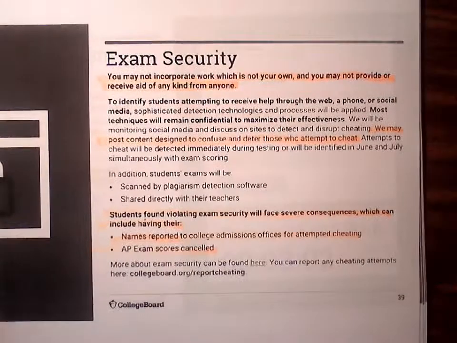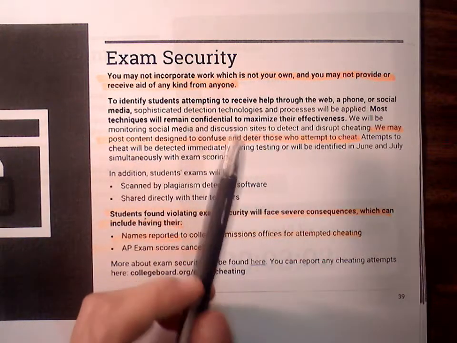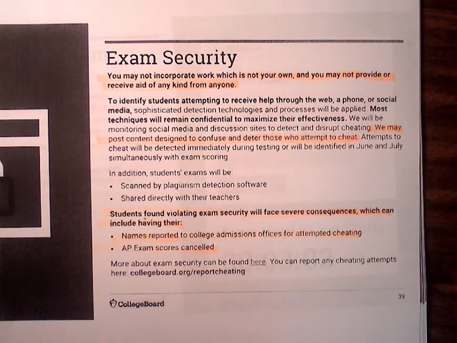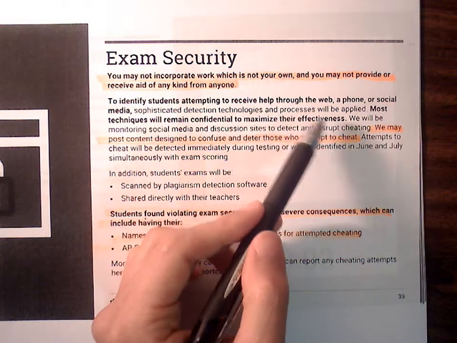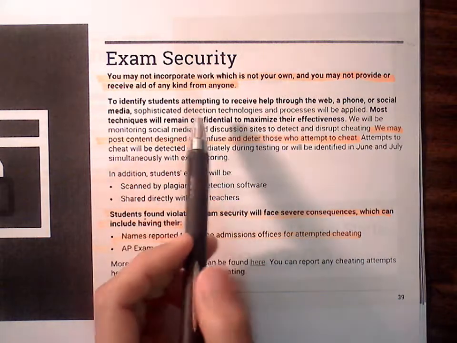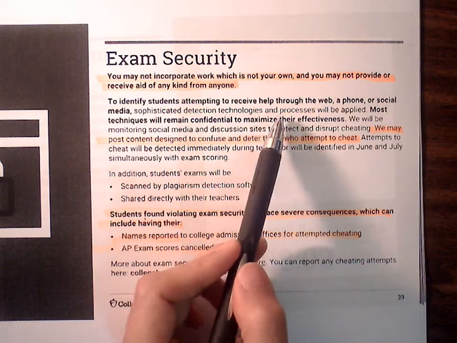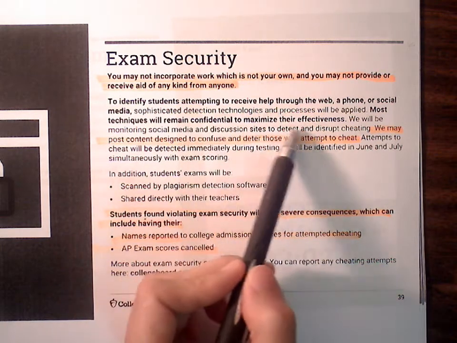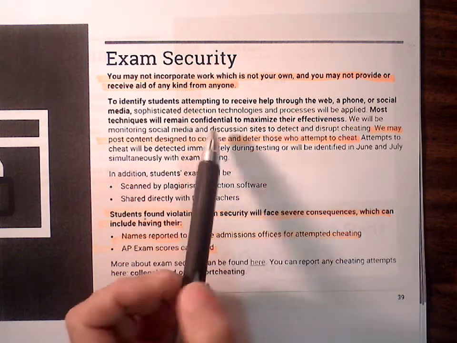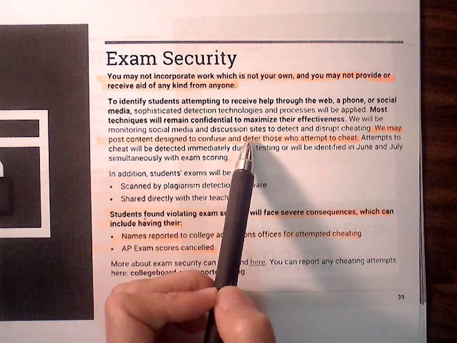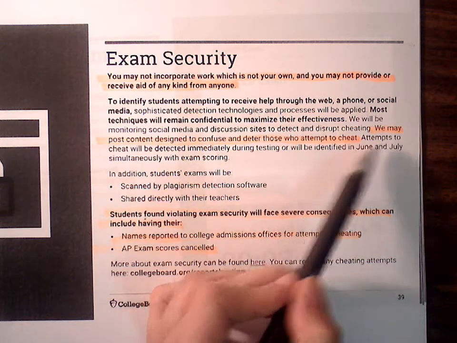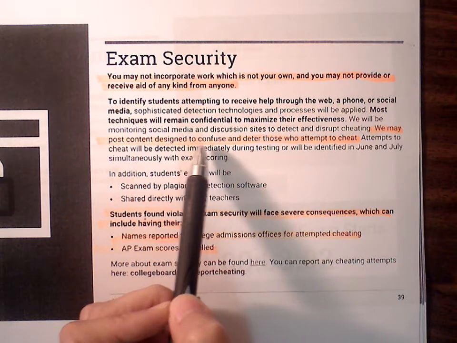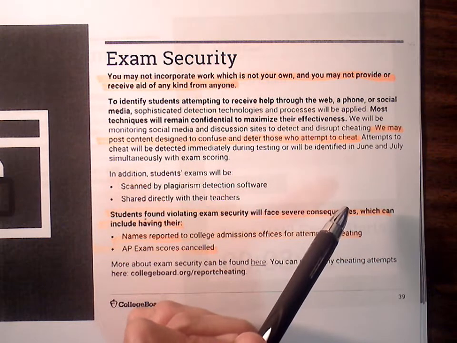All right, exam security. You may not incorporate work which is not your own, and you may not provide or receive aid of any kind from anyone. To identify students attempting to receive help through a web, phone, or social media, sophisticated detection technologies and processes will be applied. Most of these techniques will remain confidential to maximize their effectiveness. We will be monitoring social media and discussion sites to detect and disrupt cheating. We may post content online designed to confuse and deter those who attempt to cheat.